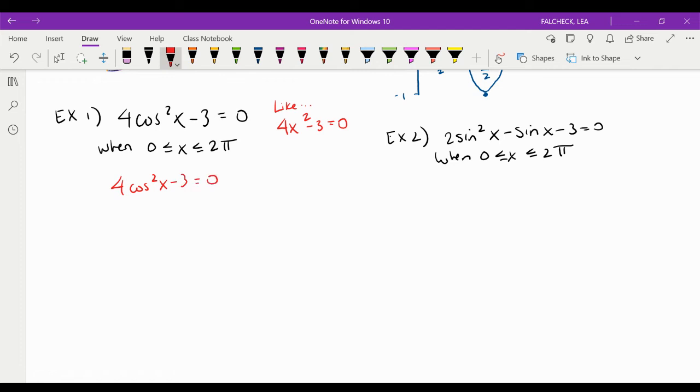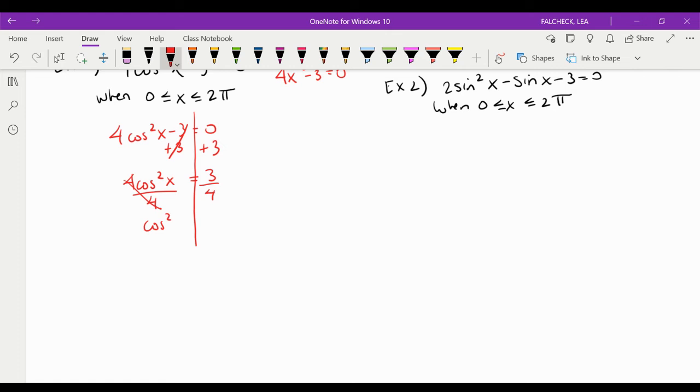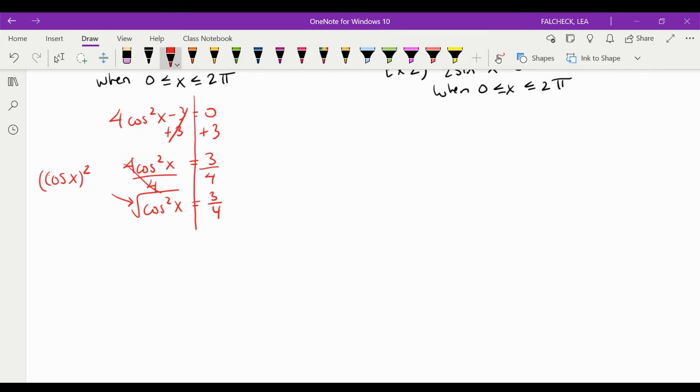I'm just copying it because this guy's in the way. Okay, so I draw my line. I add a 3. I'm just slowly moving all the pieces away from the cosine of x. Divide both sides by 4. And I have cosine squared x equals 3 over 4. And remember, this is really... So I can square root both sides, and I would get the cosine of x equals plus or minus the square root of 3 over 4.